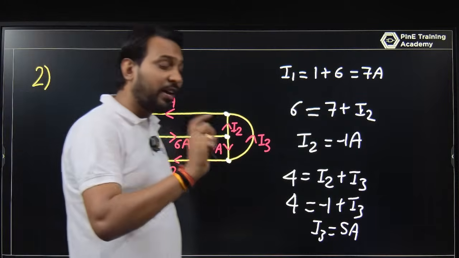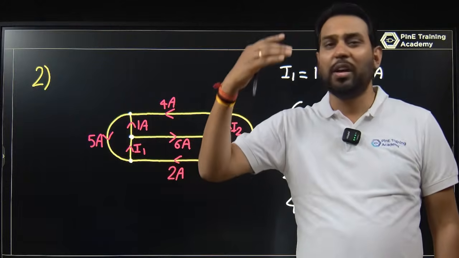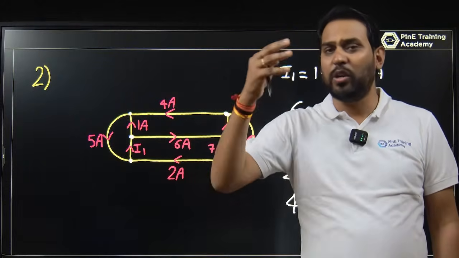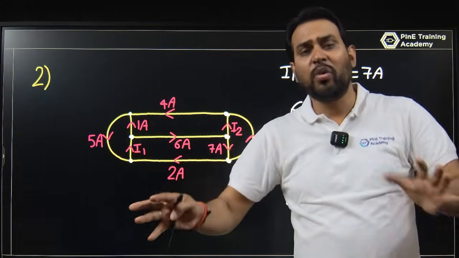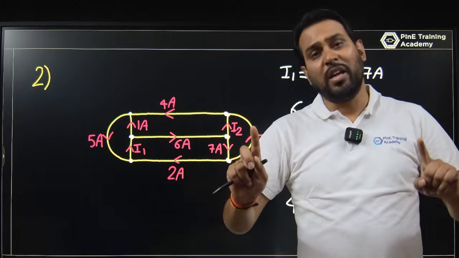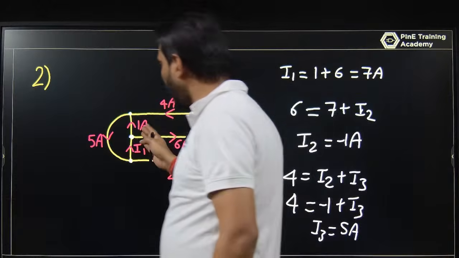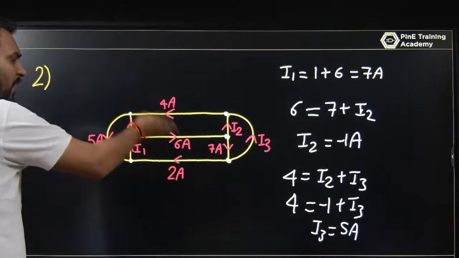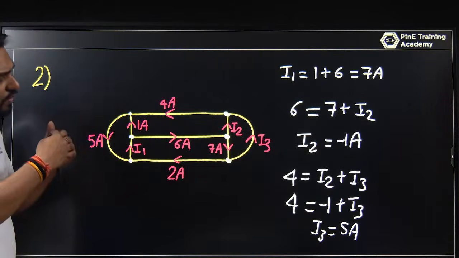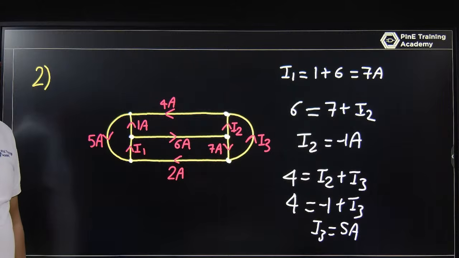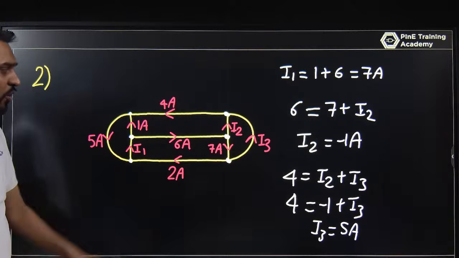The beauty of the network is this. You can solve any way. You can use superposition, you can use Thevenin, you can use KCL, you can use nodal analysis, you can use Norton, you can use source transformation. Anything you can use. But the answer is one only. The answer is I1 is equal to 7 ampere if you are using this node or this node or any node. You can use different ways, but the correct answer is only one. That is the beauty of the network.